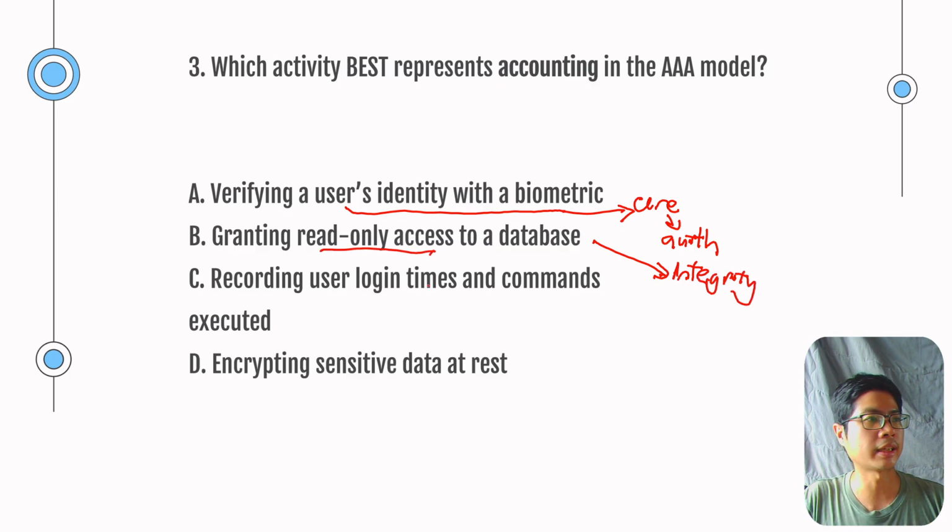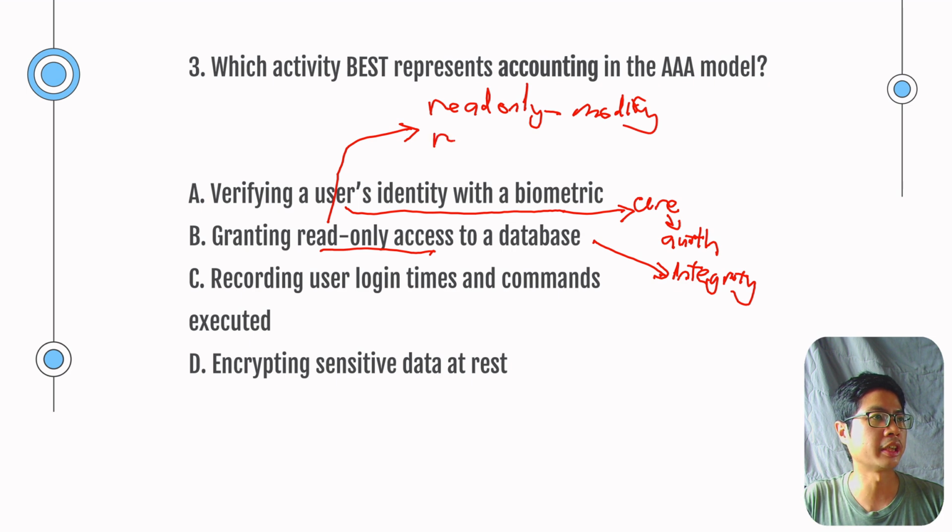Why read-only access preserves integrity is because there are broadly speaking quite a number of different types of access. There is read-only, which means you cannot change or modify anything. And then there is read and write, which means you are allowed to modify. So if you only grant read-only access to a database, it means that person cannot modify anything, and you preserve the integrity of the information in that database.